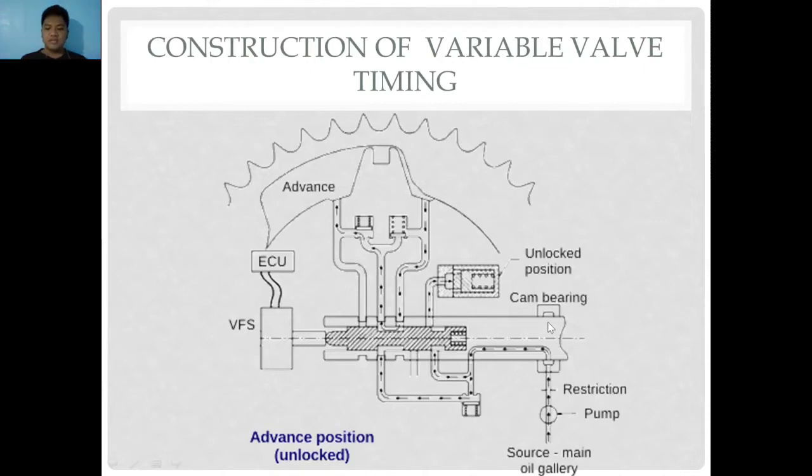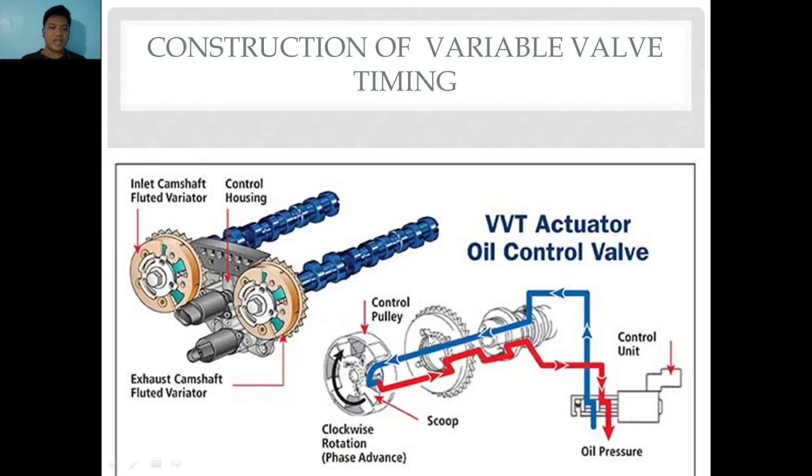Okay, source, main oil gallery. As I've said, oil flows here. So we do have other types of examples, like in here: inlet camshaft fluid variator, control housing, and exhaust camshaft fluid variator. Okay, so this is where you've seen in the diagram that the oil flows.